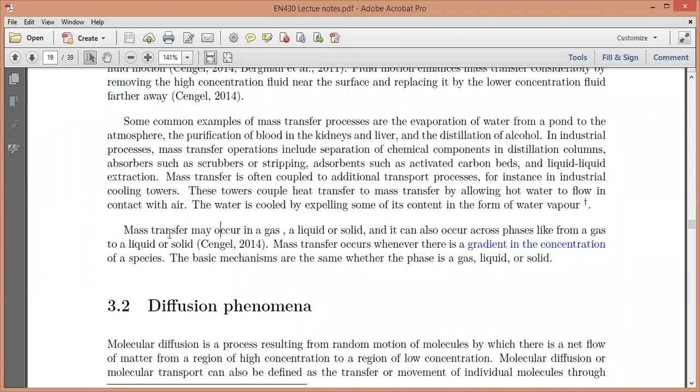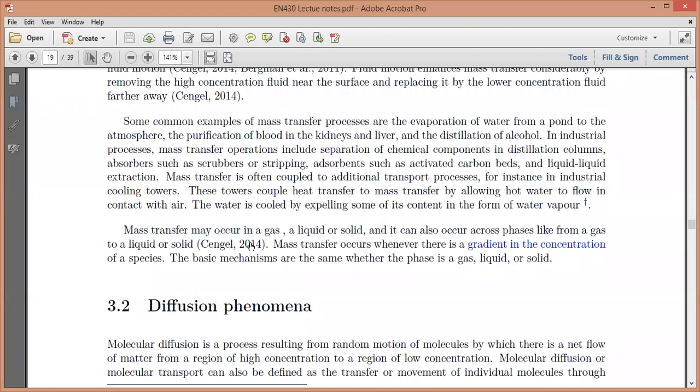So mass transfer may occur in a gas, a liquid, or solid, and it can also occur across phases, for example from a gas to a liquid or to a solid. The condition for mass transfer is that there has to be a gradient in the concentration of a species. So there has to be a place of high concentration and a place of low concentration, basically. And the basic mechanisms are the same, whether the phase is a liquid, gas, or solid.